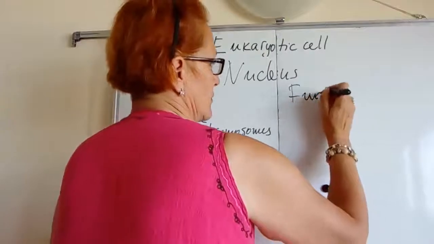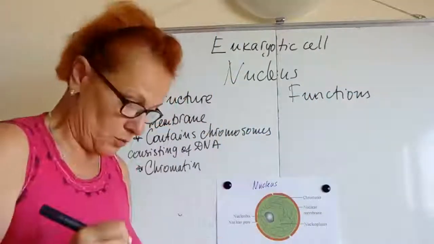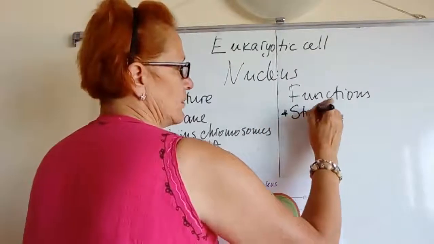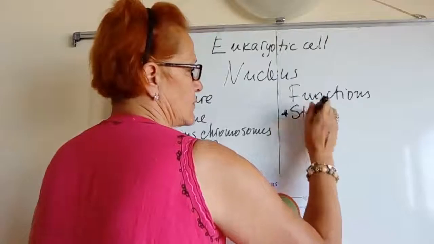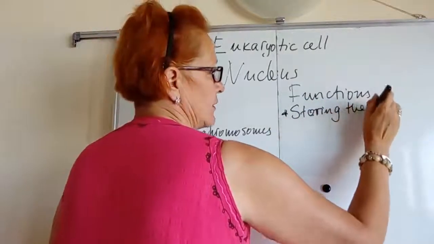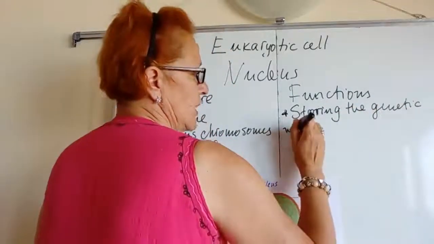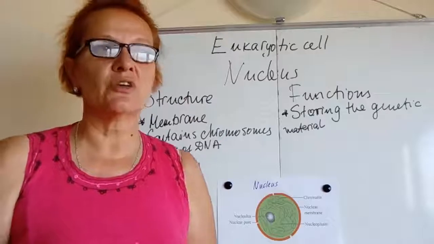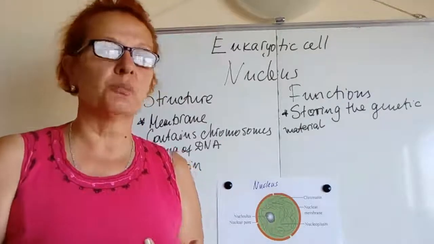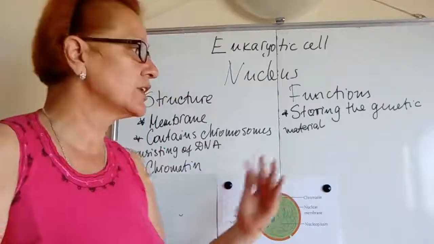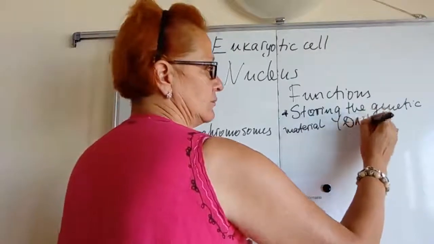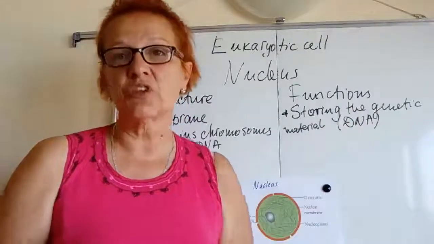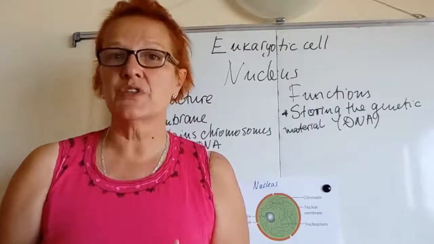Functions of the nucleus. The first most important function of the nucleus is storing the genetic material. When scientists talk about the genetic material from the point of view of biochemistry, just what we are doing right now, this genetic material is called DNA. But if we talk from the point of view of genetics, we call this genetic material chromosomes. Chromosomes and DNA molecule is the same thing.